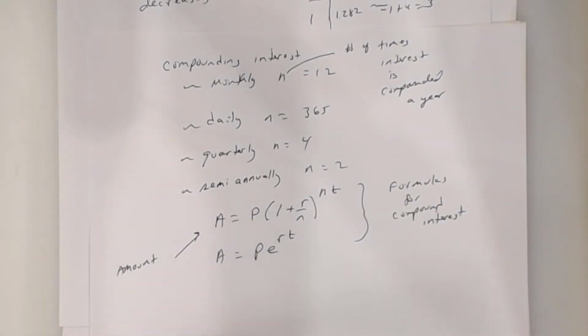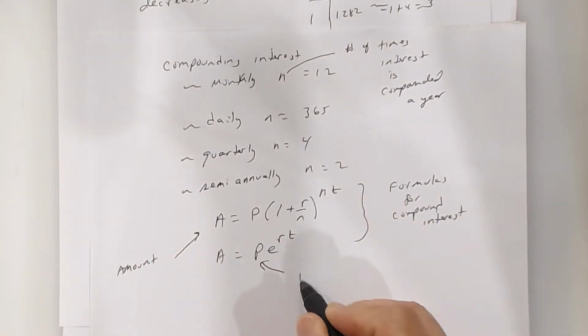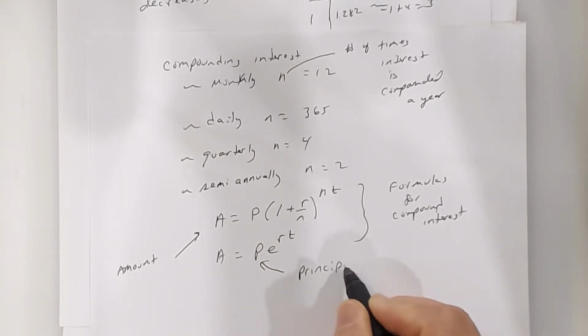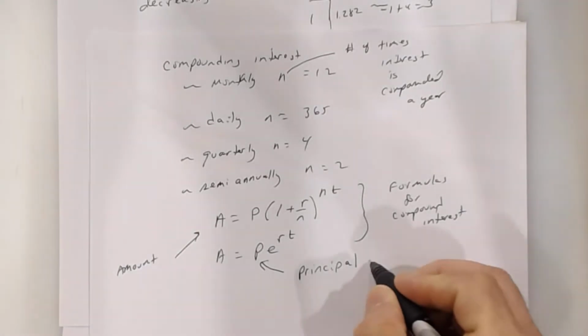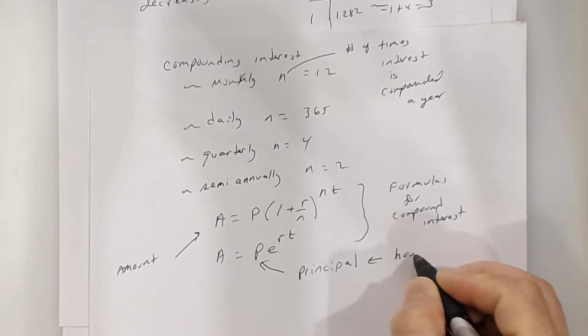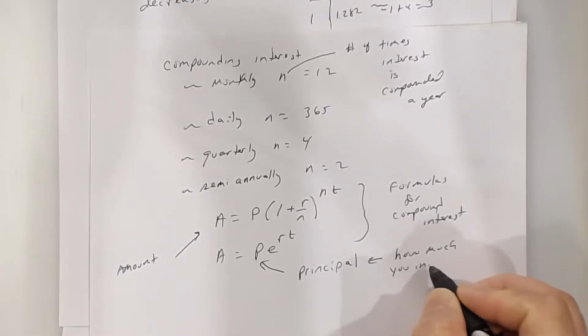P stands for the principal. P-A-L, not P-L-E, P-A-L. Principal. So principal is how much you put into the bank. So you go to the bank, you open a savings account, I put in $1,000. What's my principal? 1,000. Okay? So that's how much you initially invest.